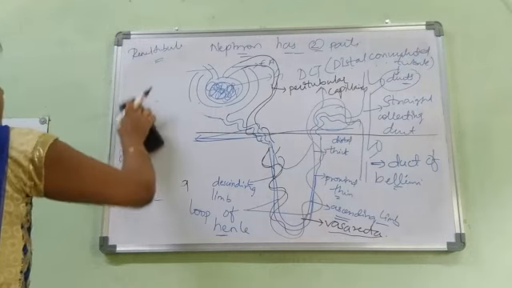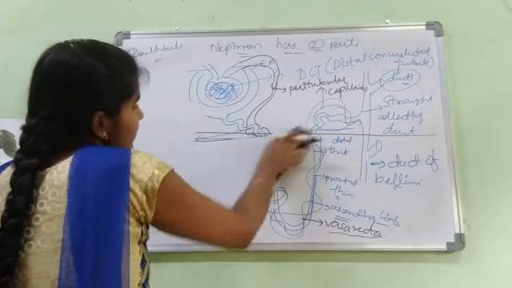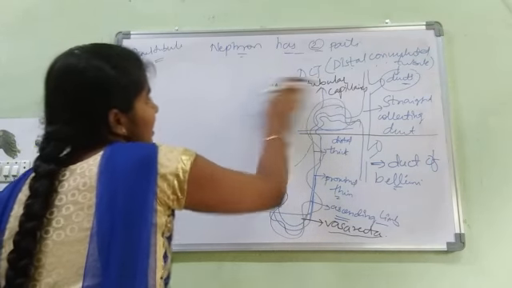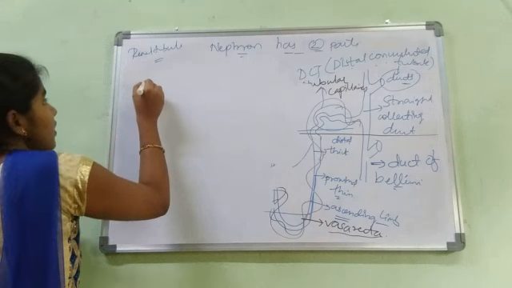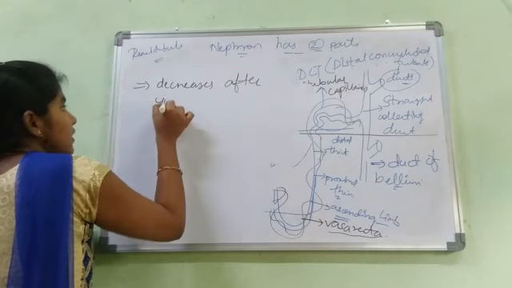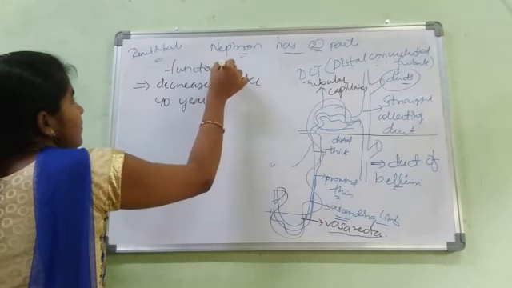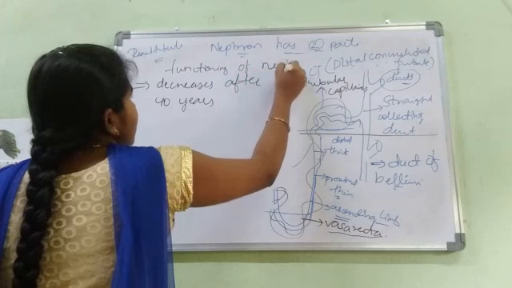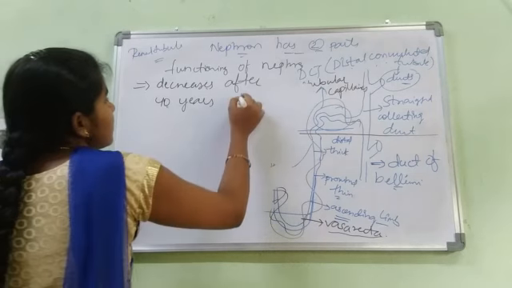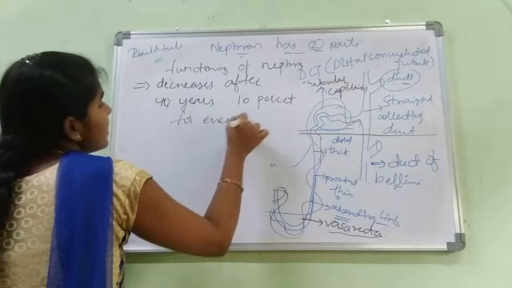Now, the important thing is that after the age of 40 years, the functioning of nephrons decreases by 10% for every 10 years. Later on it continuously decreases.